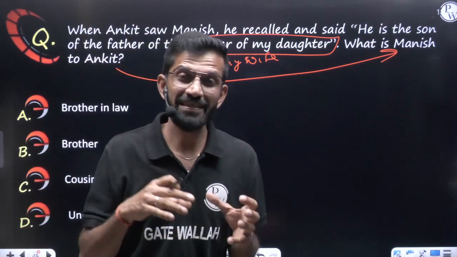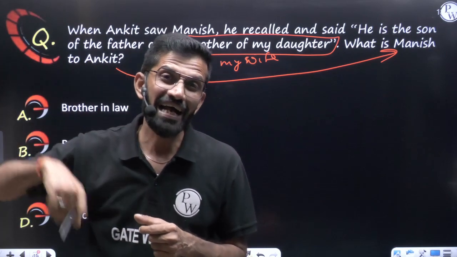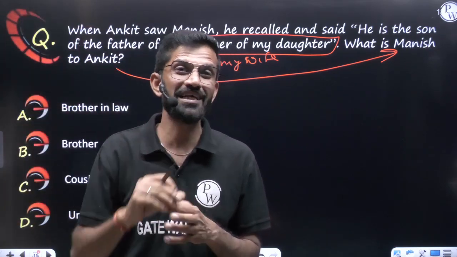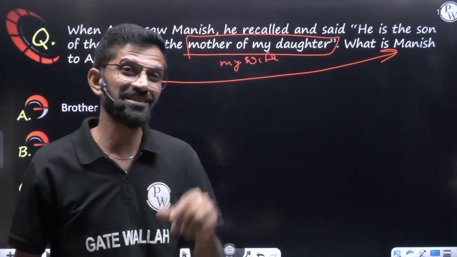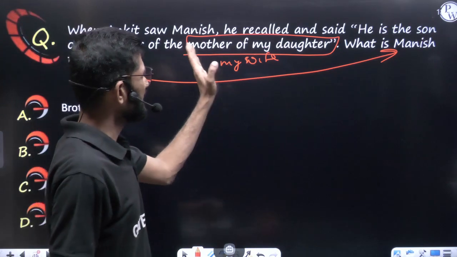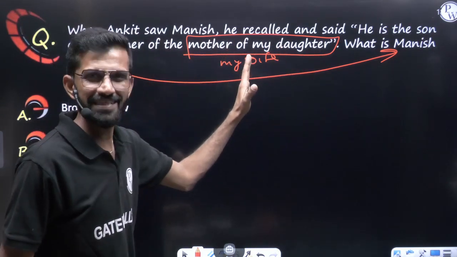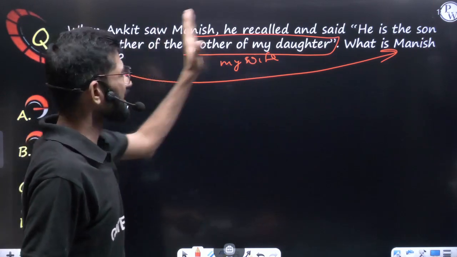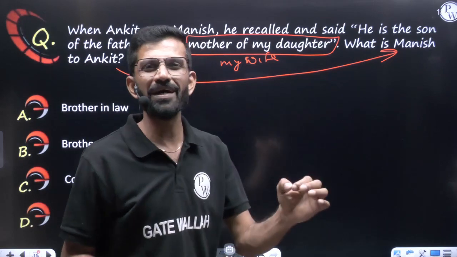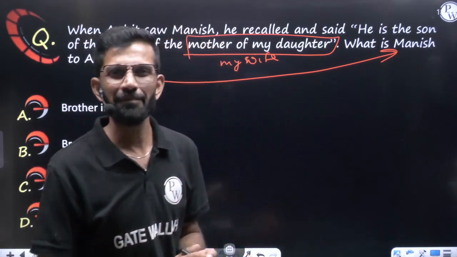Mahesh is brother-in-law for Ankit. And how about Ankit? Ankit is for Mahesh also brother-in-law. The reverse relation is brother-in-law only. So once again, mother of my daughter is my wife. Father of my wife is actually father-in-law. Son of father-in-law is brother-in-law. So Mahesh is brother-in-law for Ankit. Even you can say Ankit is brother-in-law for Mahesh.